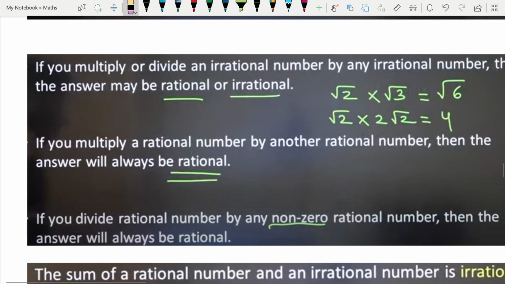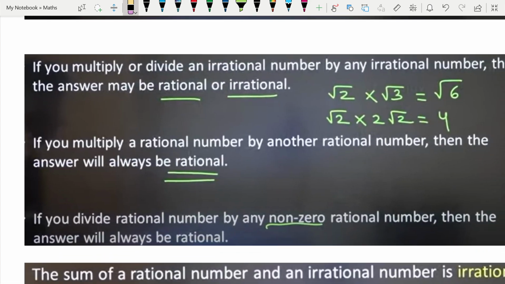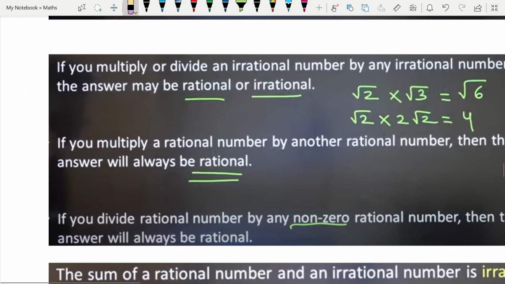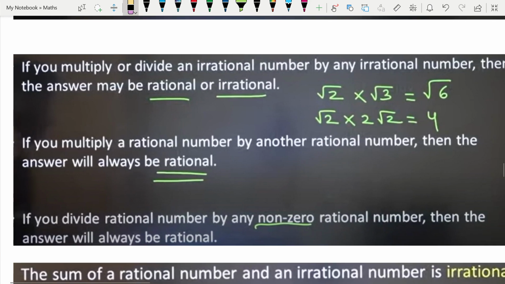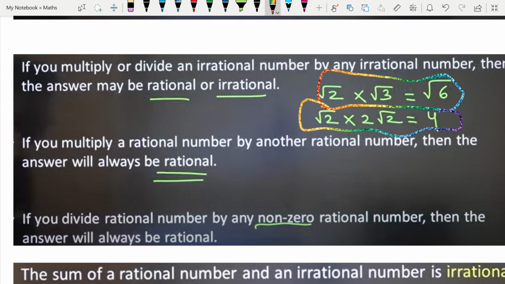If you multiply or divide an irrational number by any irrational number, then the number may be rational or irrational. Over here you can see root 2 times root 3 is root 6, but root 2 times 2 root 2 is 4. So here we got an irrational number, and here we got a rational number, right? So it can be different.